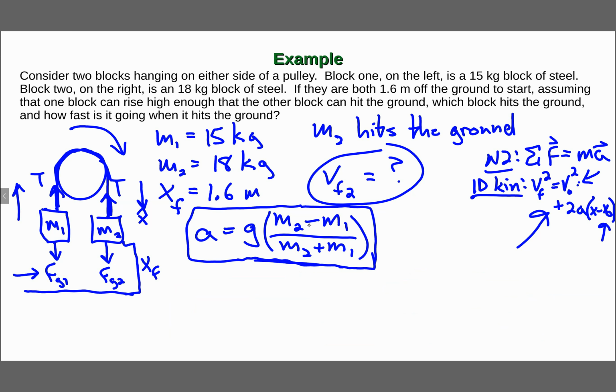That works. For sanity, we can see that a is always going to be less than g, because we have a difference of the two masses up top and a sum of the two masses down below. So this number is always going to be less than 1, right? And that's going to make this always smaller than g. And that makes sense, because block 2 has to accelerate slower than free fall because we have some tension pulling on it upward. Okay, so it always has to be smaller than g, and it is.